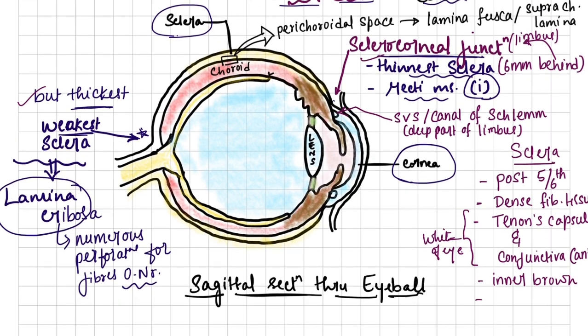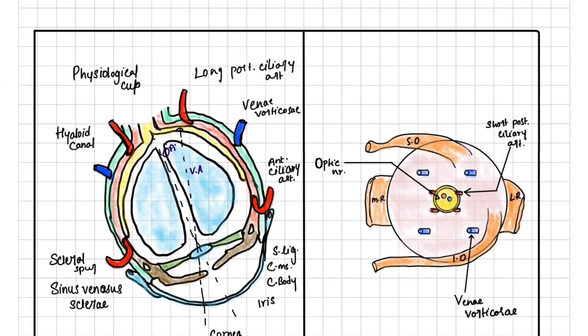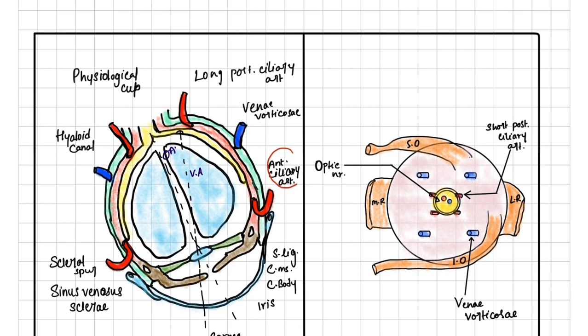And where is this present? It is present in the deep portion of the limbus or the sclerocorneal junction. This canal of Schlemm drains the aqueous humor from the anterior portion and moves it into the vein. Looking at the diagram ahead, here is the anterior ciliary artery, which is marked now. There are the vena vorticosae and the long posterior ciliary artery present, which are piercing the eyeball. The physiological cup is present behind.